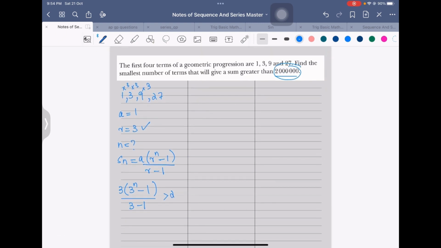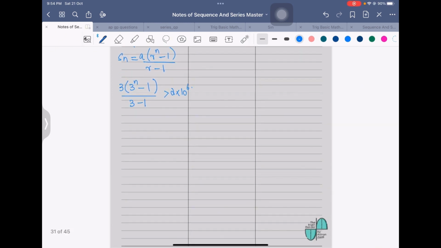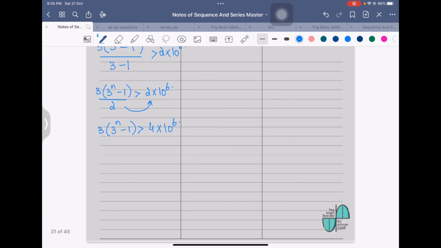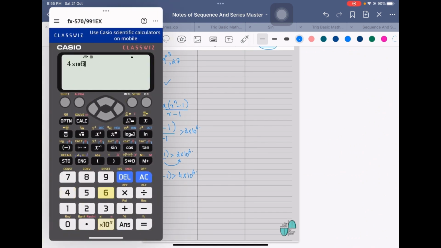So 1, 2, 3, 4, 5, 6. I'll just write 2 times 10 to the power 6. So now 3 to the power of n minus 1 over 2 is greater than 2 times 10 to the power of 6. And I can say 3 times 3 to the power of n minus 1 is greater than 4 times, after multiplying this, 10 to the power of 6. So once I divide it, the 4 I'll write as is.